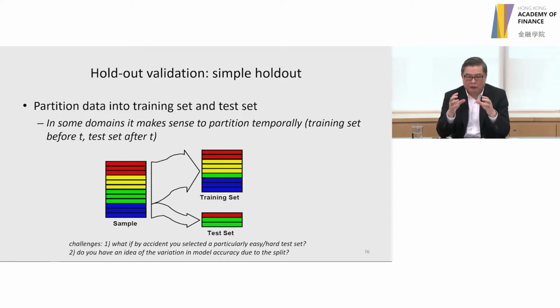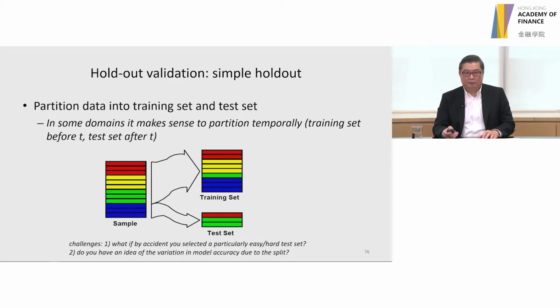Once you have the model, you use the test set to test the model. And the performance of the model is based on the test set, not the training set. So typically people will use like 20% or 30% for the test set. So this is a very simple idea called a simple hold-out validation exercise.